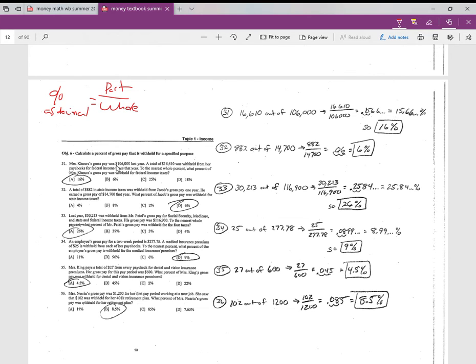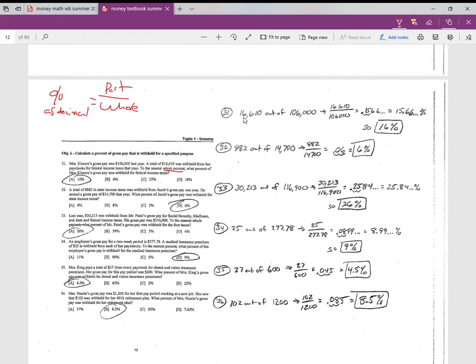So let's just do probably 2 or 3 of these. We don't need to do all 6. And then we'll move to objective 7. It says here her gross pay is $106,000 last year. A total of $16,610 was withheld from her paychecks for federal income tax. Okay, it says to the nearest whole percent, so that means they're going to round it. What percent of her gross pay is withheld for federal income taxes?